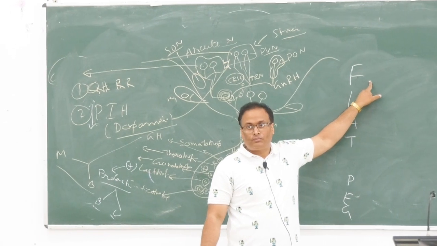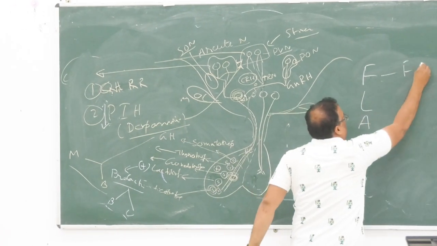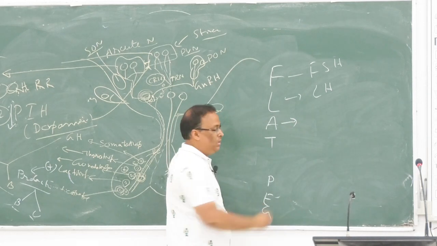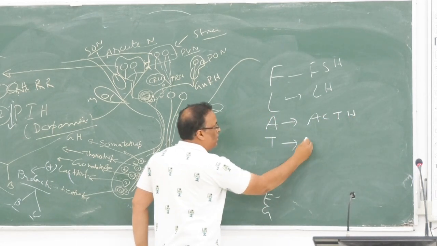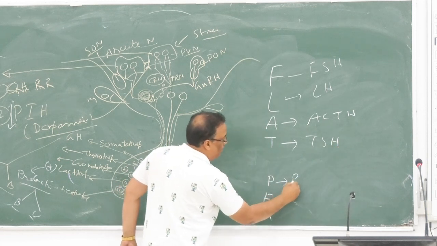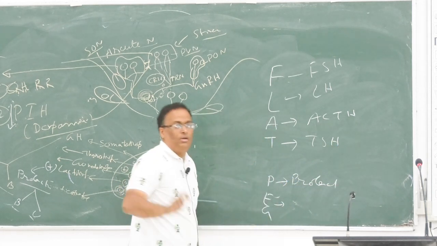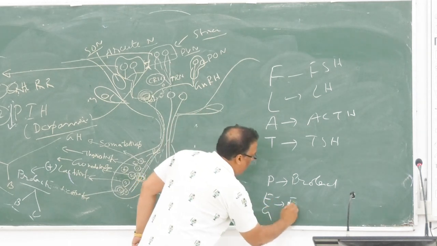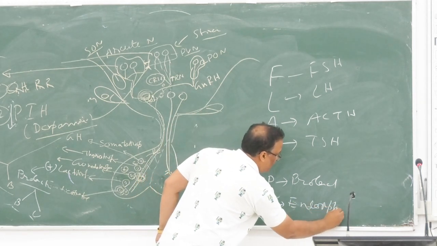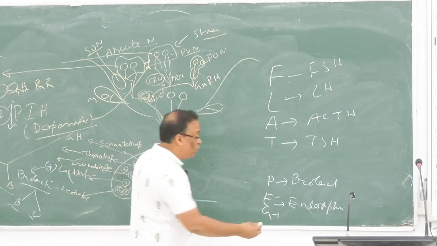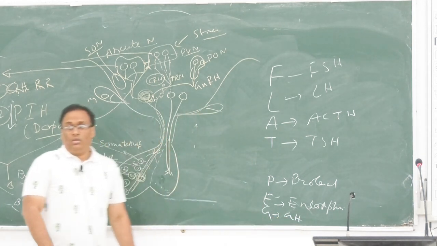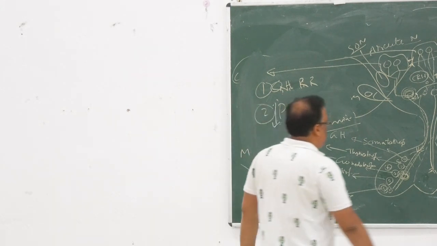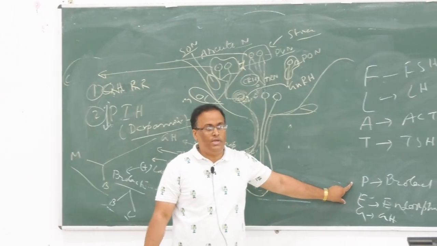Say the names. F for FSH, L for LH, A for ACTH, T for TSH, P for prolactin, very good, E for endorphins, coming later, G for growth hormone, not glucagon. You said glucagon, right? Yes. So this is FLATPEG.